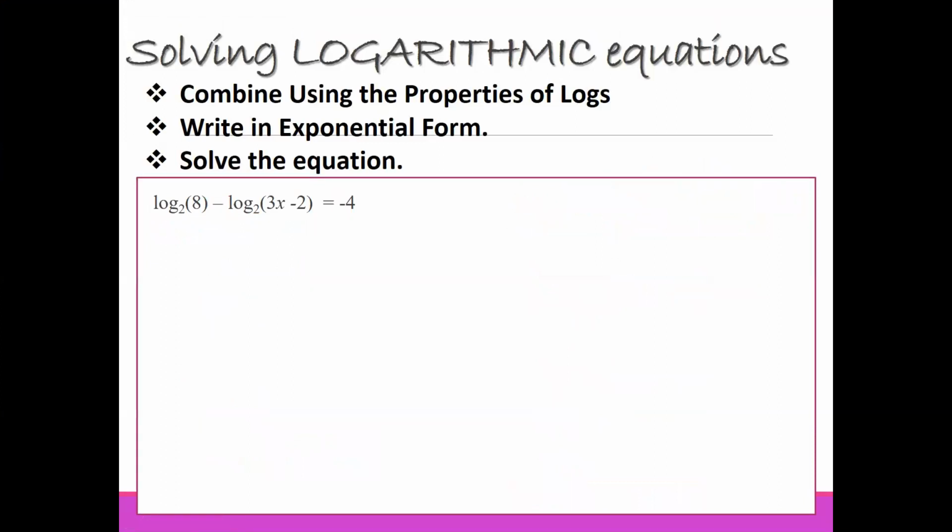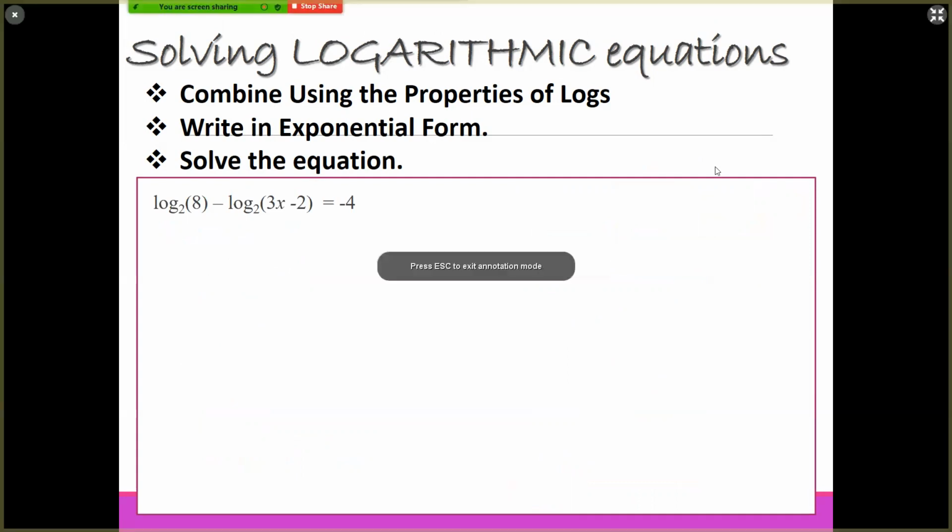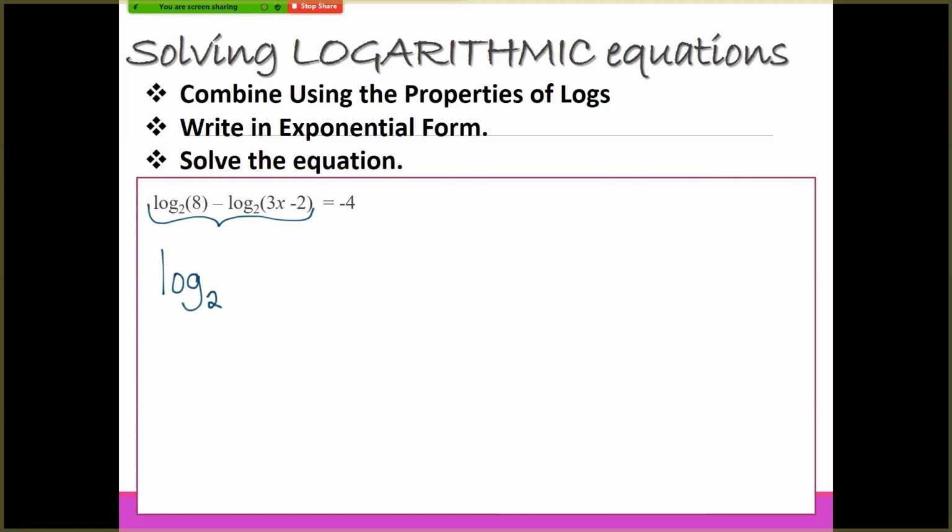For this question, we have, again, 2 logs on the left side. We want to start off by combining them. So when we go to combine these two, we have subtraction between the logs, which tells me I'm going to use the quotient property. So log base 2 of 8 divided by 3x minus 2 still equals -4. So we've condensed down into one logarithm.